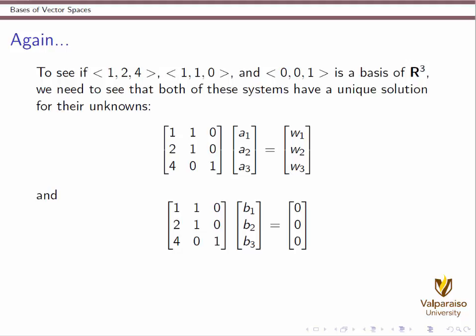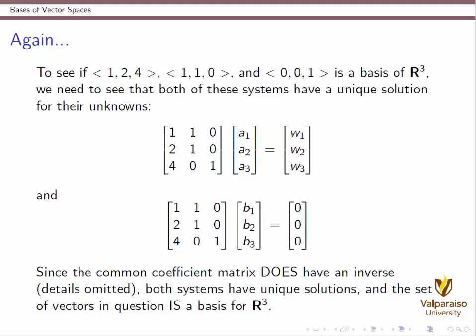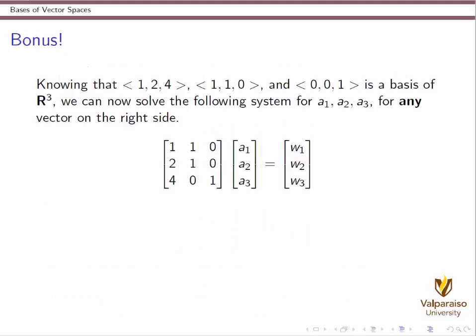The second blob is checking for linear independence. We've built a linear combination of those 3 vectors with coefficients b1, b2, and b3, and we're checking what it takes for that linear combination to produce the 0 vector. We hope that the only way that can happen is for b1, b2, and b3 themselves to be 0. So we would really like both of these systems to have unique single solutions, and we know that they will if that common coefficient matrix does have an inverse. Well, it does. And so those 3 are a basis for R3.